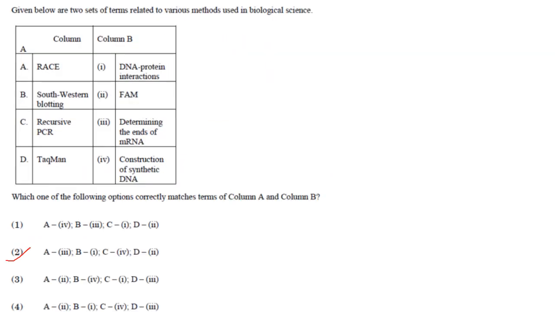Then next one. Given below are 2 sets of terms related to various methods used in biological science. So RACE is for determining the ends of the mRNA. A2. Southwestern blotting. Southwestern blotting is for DNA protein interactions. B. Recursive PCR. Recursive PCR is for construction of synthetic DNA and TaqMan is FAM. So the answer here is option 2, A3, B1, C4, D2.